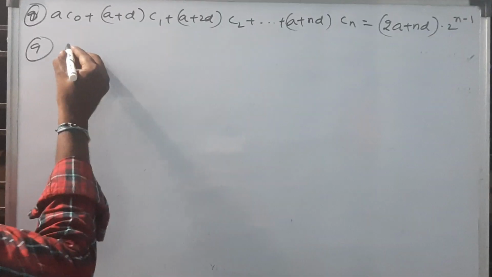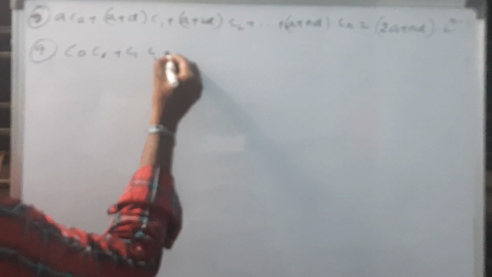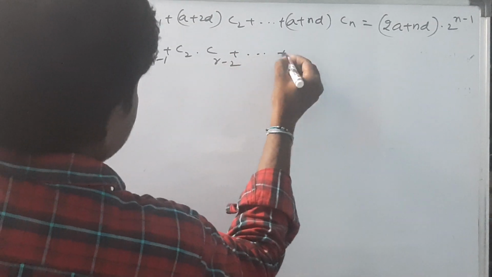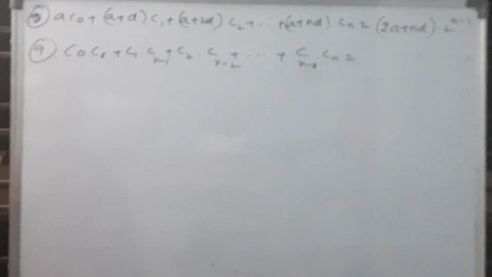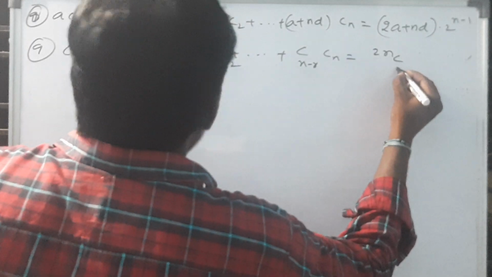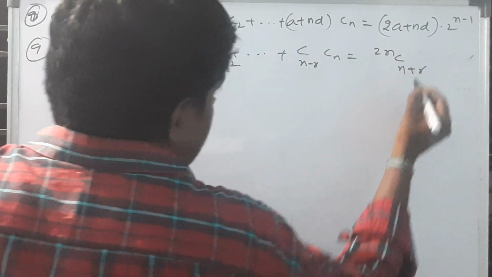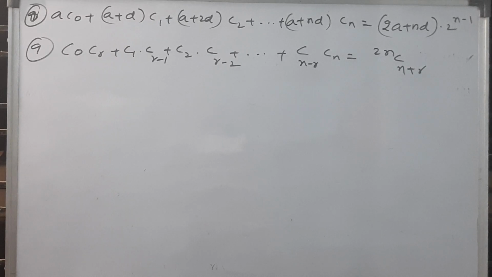Next one is C0 Cr plus C1 C(r-1) plus C2 C(r-2) plus and so on plus C(n-r) Cn is equal to 2nC(n+r). Okay.